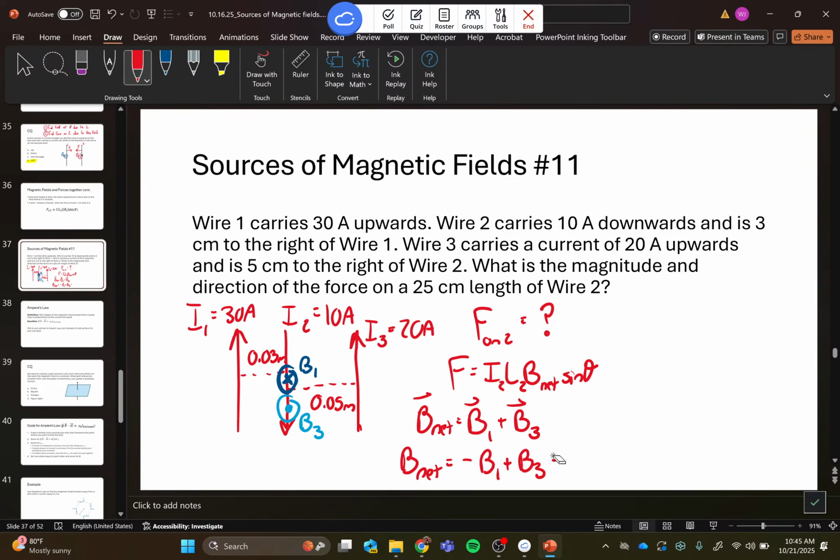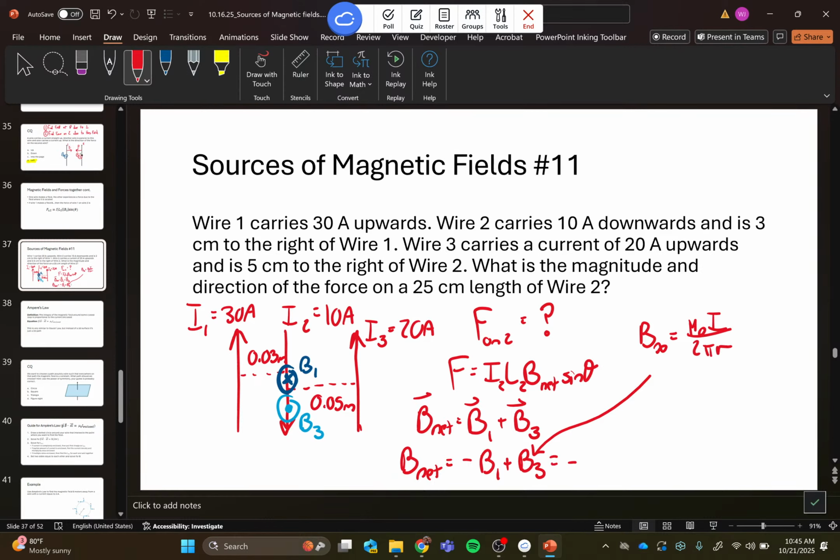So we're going to remember that these are infinite wires. Rule of thumb: if I don't tell you where the ends of the wire are, assume it's infinite. It's a good rule. If it's going to be a finite wire, I will say one end of the wire is here. So this is an infinite wire. Infinite wire is mu naught I over 2 pi r.